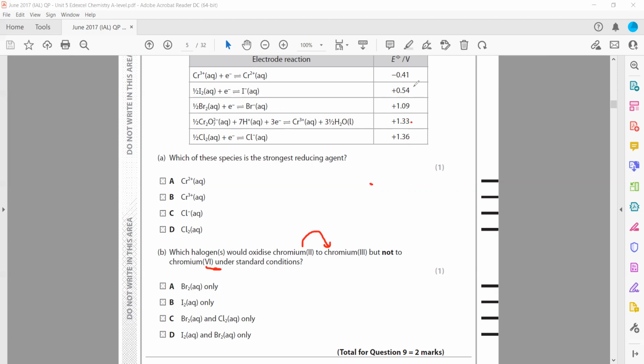And if we check with iodine, what happened? The one with the higher electrode potential, reduction happened. So for this one reduction happened, and for this one oxidation happened. The one with the higher electrode potential always tends to reduce, or gain electrons. So here chromium 6 will turn into chromium 3.